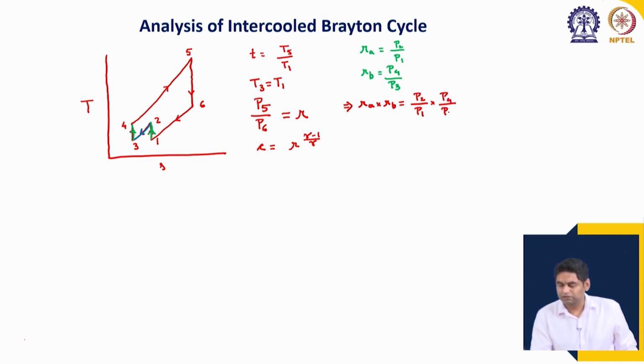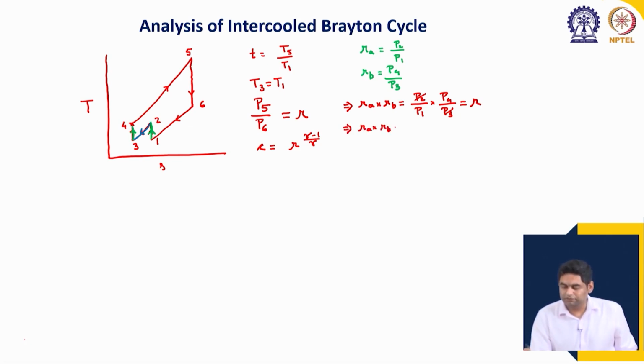Remember that P 3 is equal to P 2 because it is a constant pressure heat removal in the intercooler, right. So, P 3 is equal to P 2. So, this means that this is equal to P 4 by P 1. What is P 4 by P 1? P 4 by P 1 is the overall pressure ratio, P 4 equal to P 5 and P 1 equal to P 6. So, this is the overall pressure ratio R. So, which means that R A into R B is equal to R.